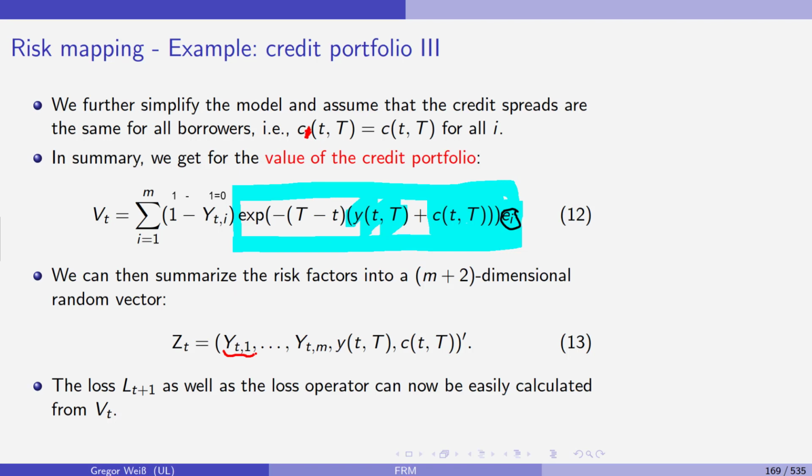And thus we can summarize the risk factors. We have all those different default indicators. We have the risk-free rate and the credit spread. So we have 3 types of elementary risk factors: default probabilities, risk-free rate, and the credit spread. And then the loss can be calculated using this value function and this pricing function.